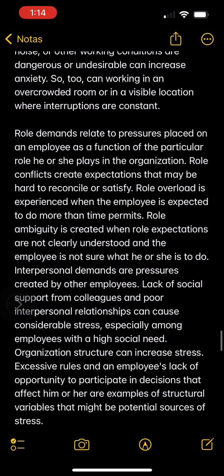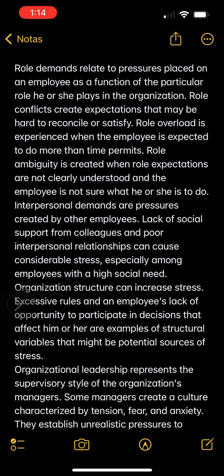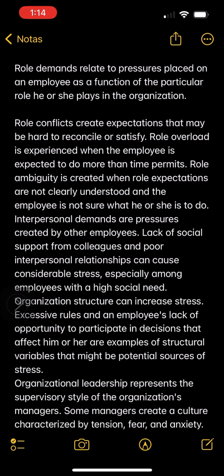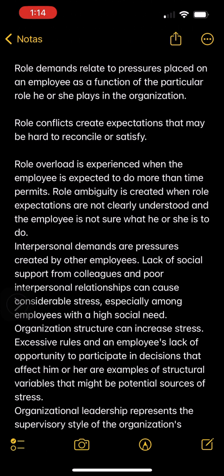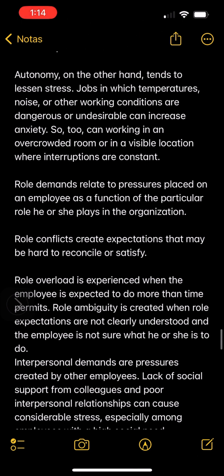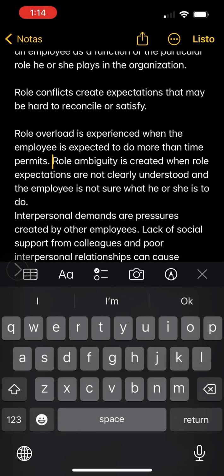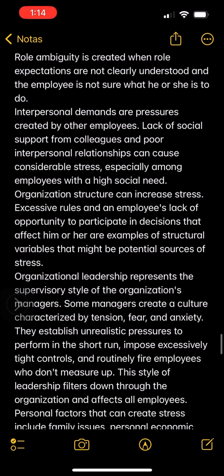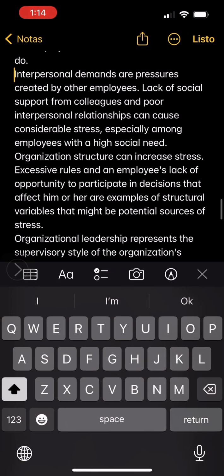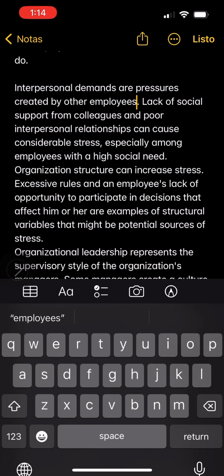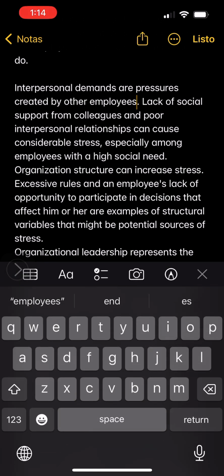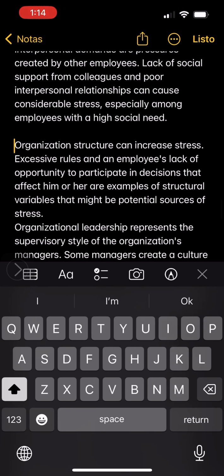Role demands relate to pressures placed on an employee as a function of the particular role he or she plays in the organization. Role conflicts create expectations that may be hard to reconcile or satisfy. Role overload is experienced when the employee is expected to do more than time permits. Role ambiguity is created when role expectations are not clearly understood, and the employee is not sure what he or she is to do. Interpersonal demands are pressures created by other employees. Lack of social support from colleagues and poor interpersonal relationships can cause considerable stress, especially among employees with a high social need.